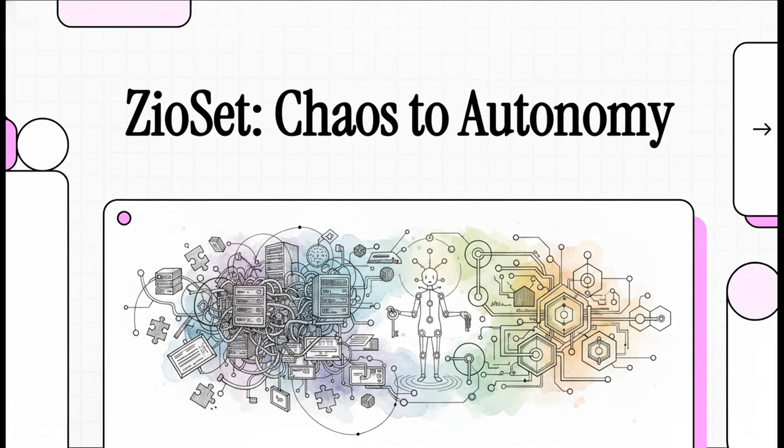Welcome to this explainer. Today, we're unpacking a massive structural transformation that's currently reshaping the enterprise tech world. We're going on a journey, right? Moving from a disconnected, fundamentally chaotic IT network to the streamlined, self-driving autonomy of ZioSet.